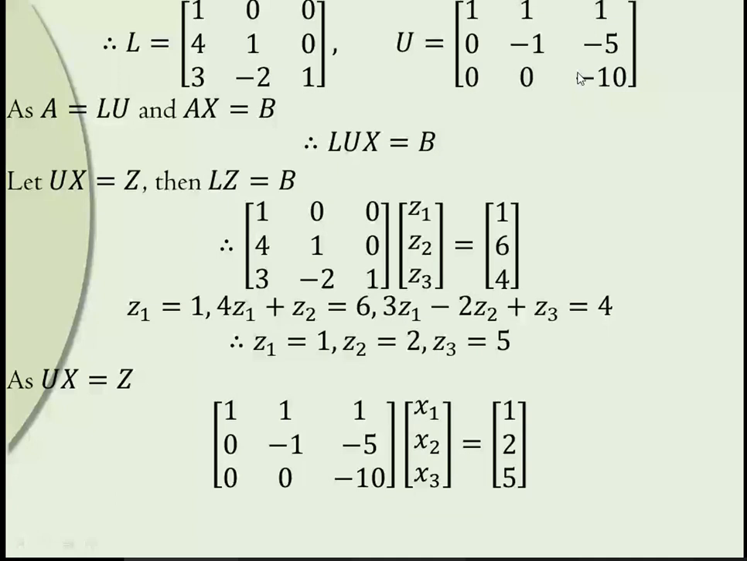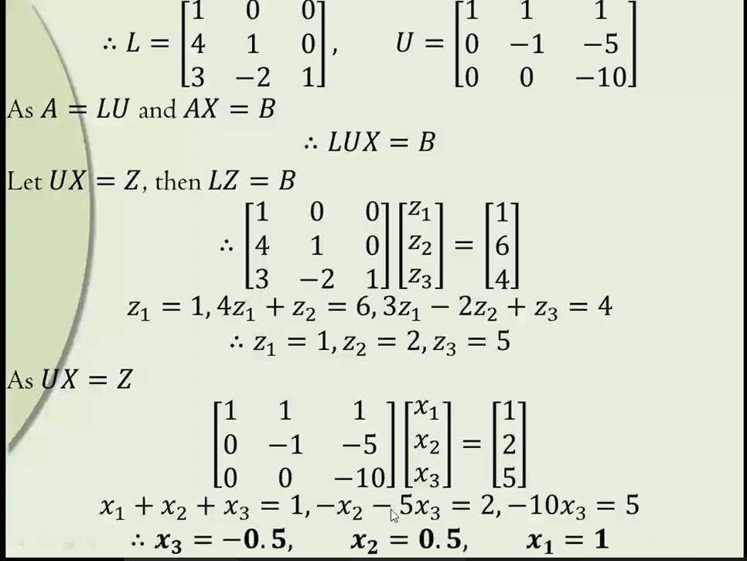Write down the equations from it. 1 into X1 plus 1 into X2 plus 1 into X3 equal to 1. 0 into X1 minus 1 into X2 minus 5 into X3 equal to 2. 0 X1, 0 X2 minus 10 X3 equal to 5. And now from last equation we get X3, 5 by minus 10, that will be minus 0.5. Put that X3 into previous equation, that gives us X2. Put X3, X2 into this equation, that gives us X1. So the answer is X1 is 1, X2 is 0.5, X3 is minus 0.5.